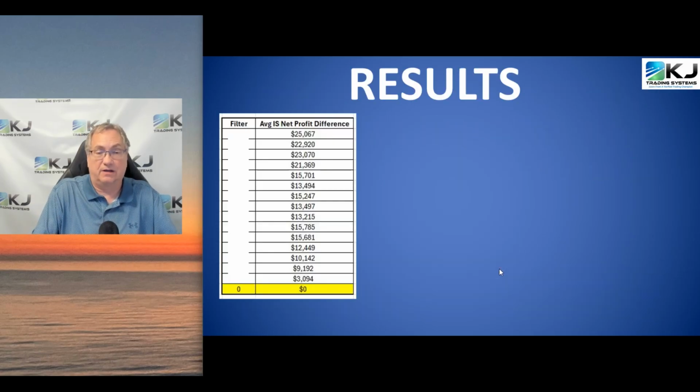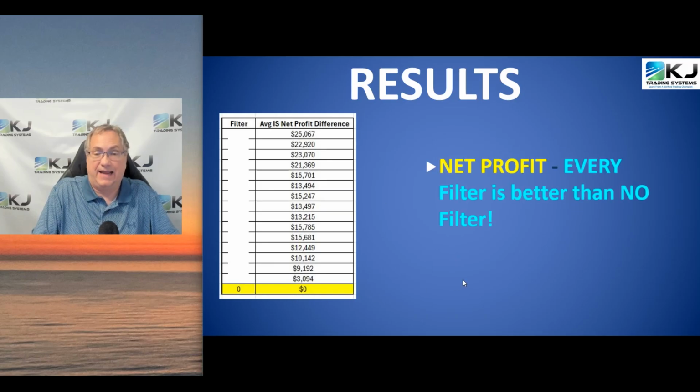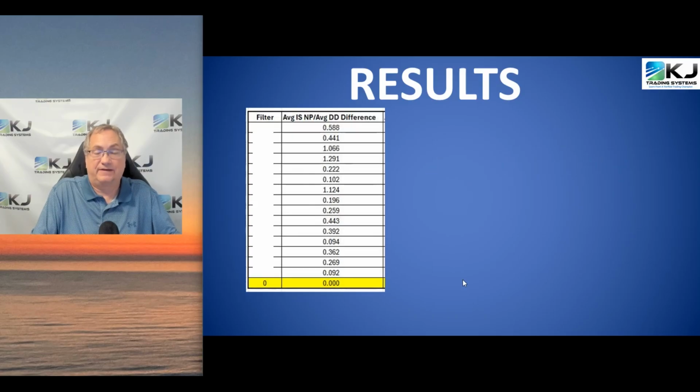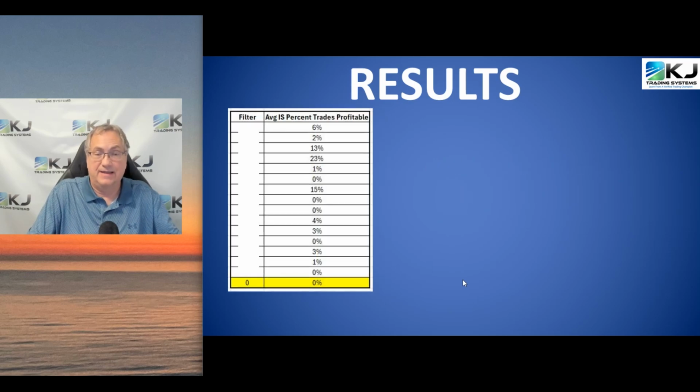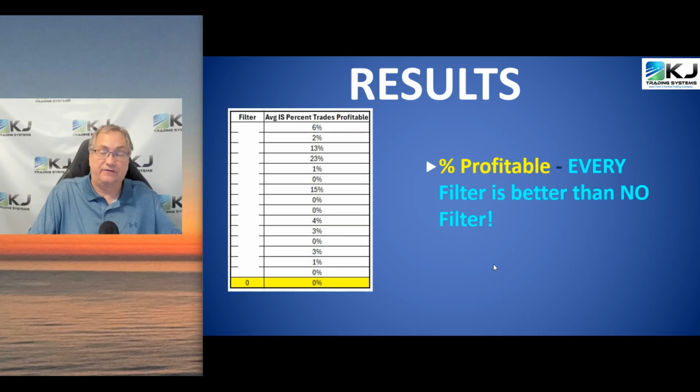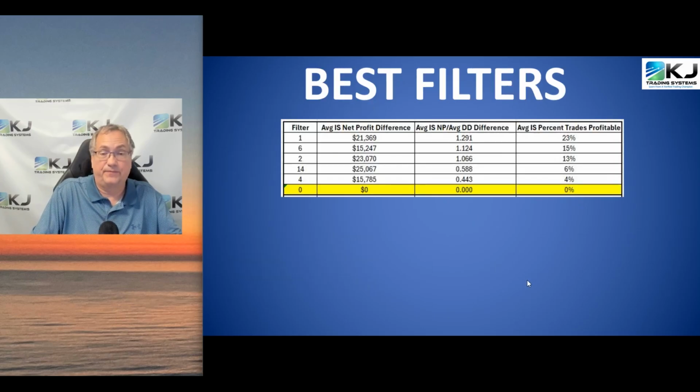So let's look at the results. Net profit, they're all better than the baseline case, which was no filter. Net profit to average drawdown, which is my favorite metric, all better than having no filter. And percent trades profitable, almost always better. It's never worse, but sometimes it's the same as having no filter. So these filters do work.